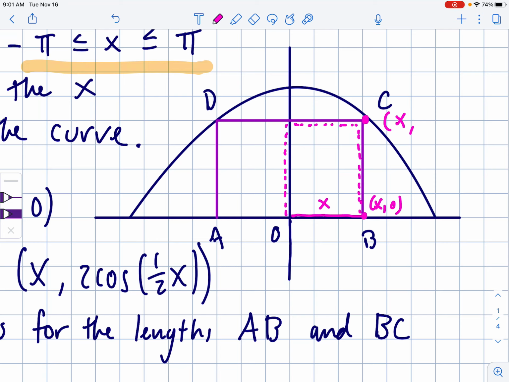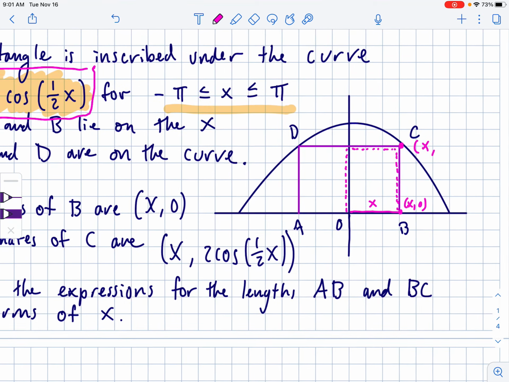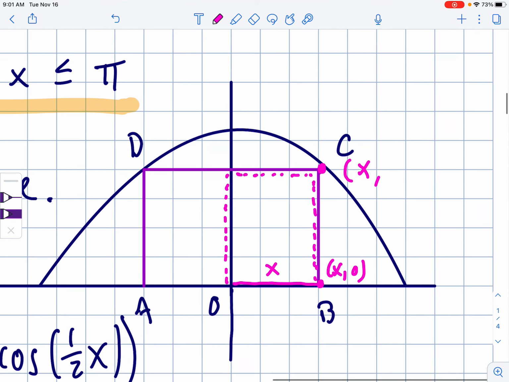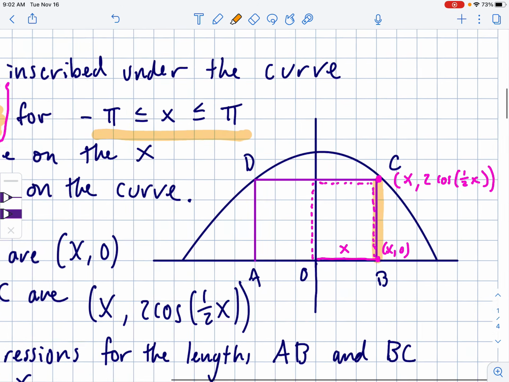So how do you find y values of coordinates? Well, if you have an x value, you plug it into the function. The function is right here. So if you want to know the y value when you go x to the right, how far it goes up on the curve, the output is the answer. So that's 2 cosine 1/2 x. So that coordinate is 2 cosine 1/2 x tall. That also means that that is the side of this rectangle. The side of the rectangle is 2 cosine 1/2 x.